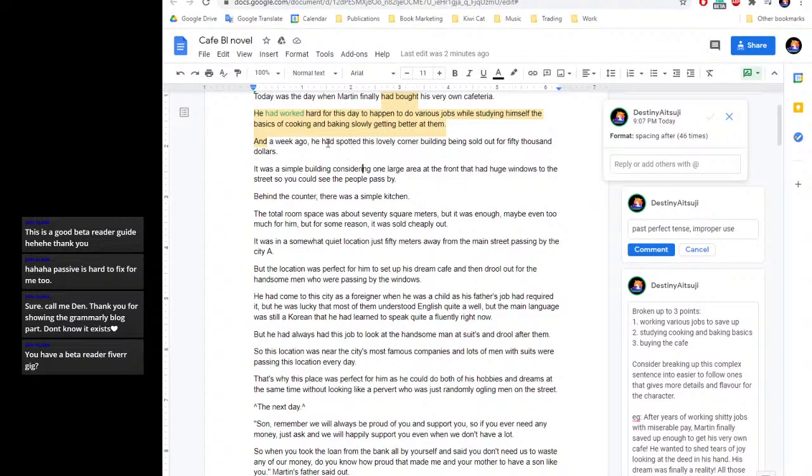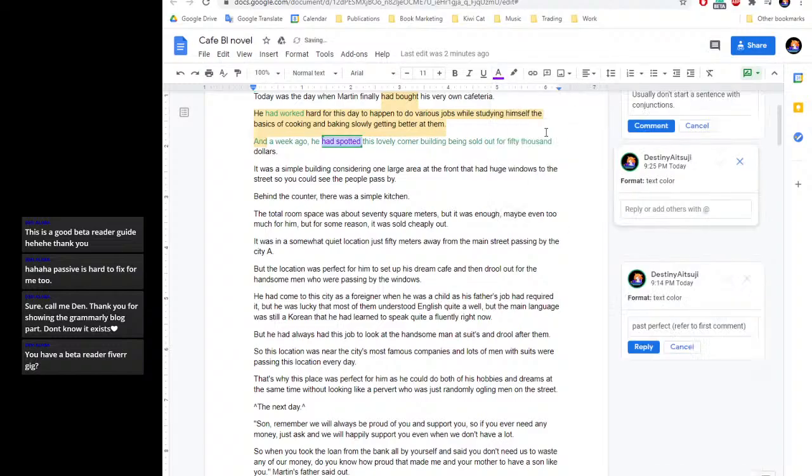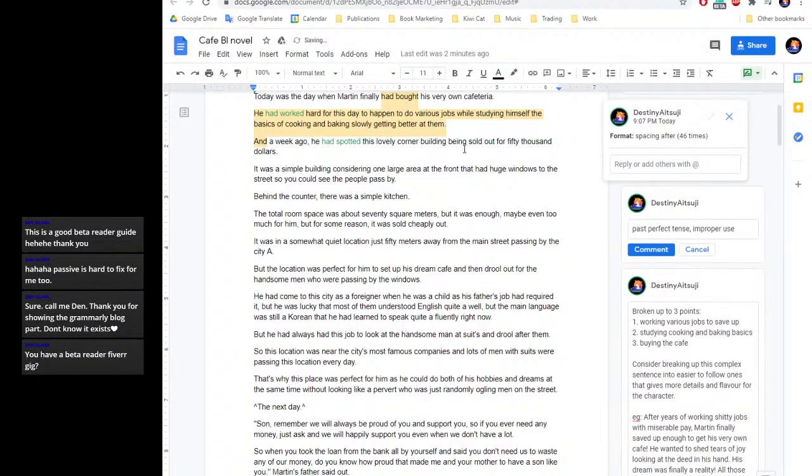And a week ago, he had spotted. Okay, let me check this. He spotted this lovely corner building being sold. This is another one.